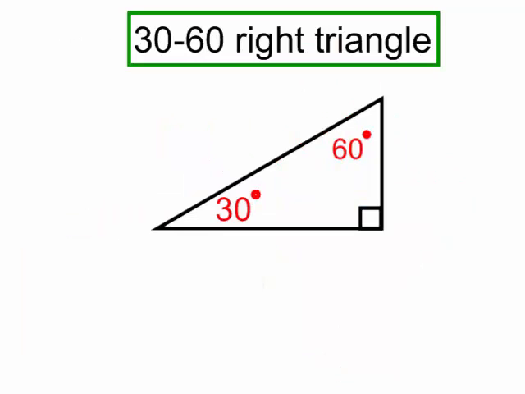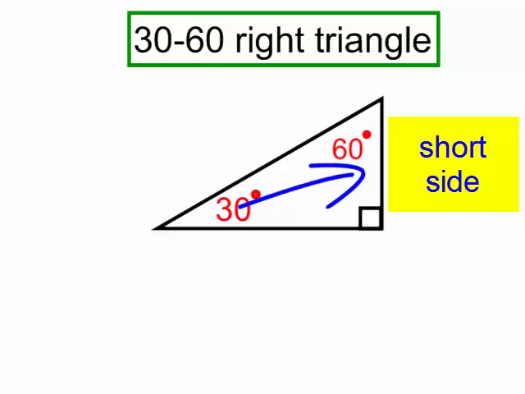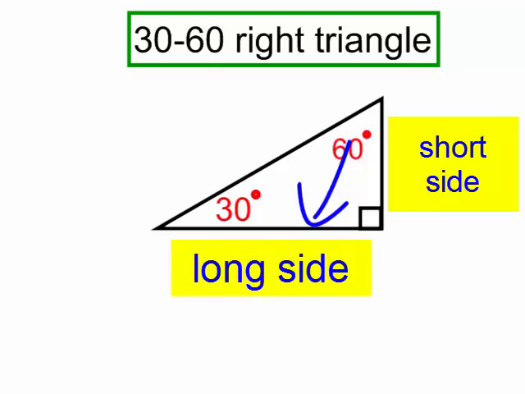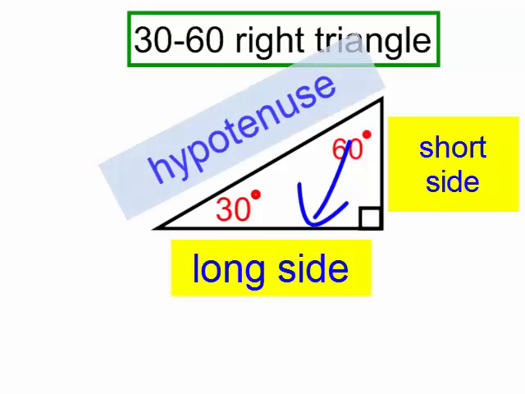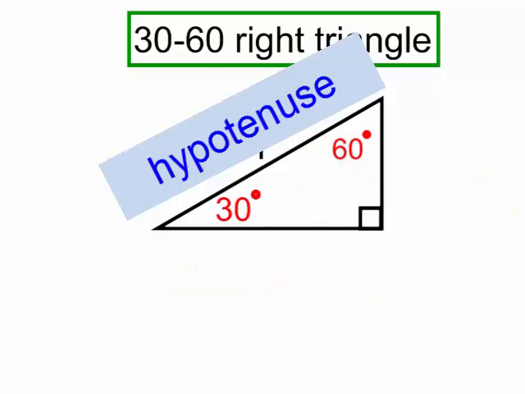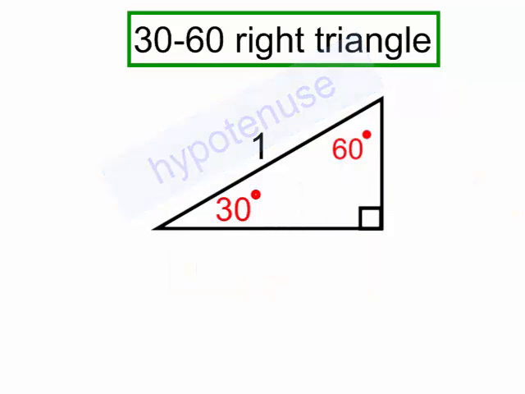Okay, so let's review a little bit. Remember the 30-60 right triangle? Do you remember that we had a short side? The short side was across from the 30-degree angle. The long side was across from the 60-degree angle. And we had the hypotenuse. Well, I am using these right triangles in my unit circle. And my hypotenuse is going to be one of my radii, which is 1.